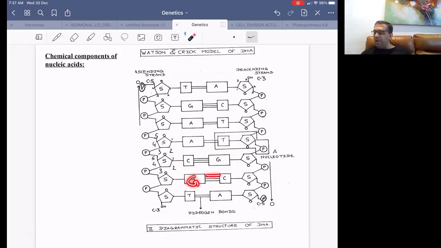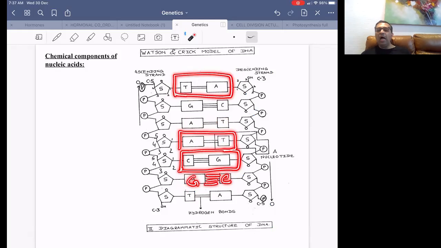G pairs with C by three hydrogen bonds, C pairs with G by three hydrogen bonds, A pairs with T by two hydrogen bonds, T pairs with A by two hydrogen bonds, and always a purine pairs with a pyrimidine. So that is always golden.